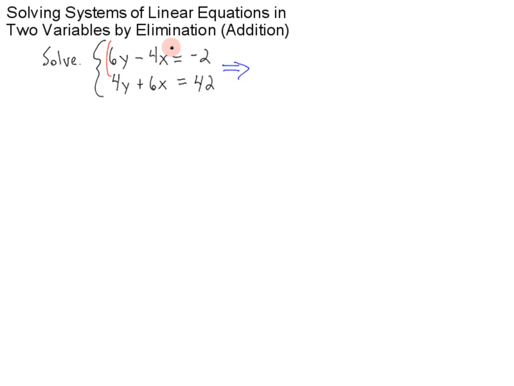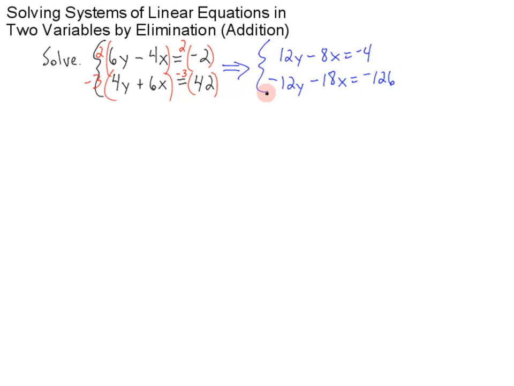I'm going to manipulate both equations by multiplying both sides by a number. The first equation, I will multiply both sides by 2, because 2 times the 6 will give me a 12y. And the second equation, I have 4y. I need that to be a negative 12y, so I'll multiply both sides by negative 3, which will give me a negative 12y when I rewrite it. So I end up with a new system, 12y minus 8x equals negative 4 whenever I multiply everything by 2. When I multiply the second one by negative 3, I get negative 12y minus 18x equals negative 126, and there's my new system. Now I can add the two equations together.